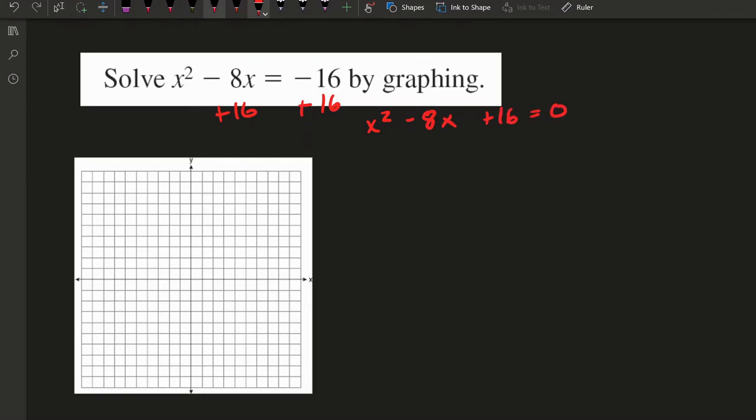So now I can graph the left side, y equals x squared minus 8x plus 16, and the right side is y equals 0. Y equals 0 is a really easy one to graph because it's just the x-axis. Look at that, I'm halfway done. Now for the left side, I would go axis of symmetry, x equals -b over 2a. So that would be 4, 1, 2, 3, 4. There's the axis of symmetry.